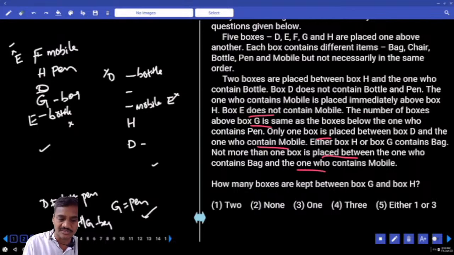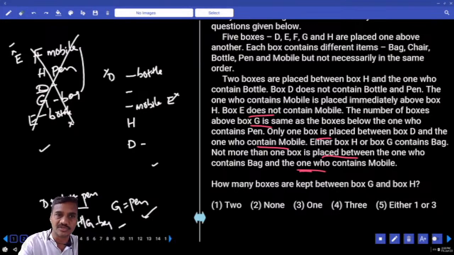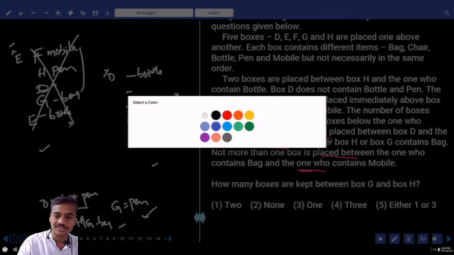Then in this case, D is neither bottle nor pen. And at the same time, the last condition on H and G: not more than one box is placed between bag and mobile. Now here bag and mobile, how many boxes are there? 2 boxes. But it is not more than 1 here, so this case is completely ruled out. Are you getting this one or not? Then we are left with only the second case.